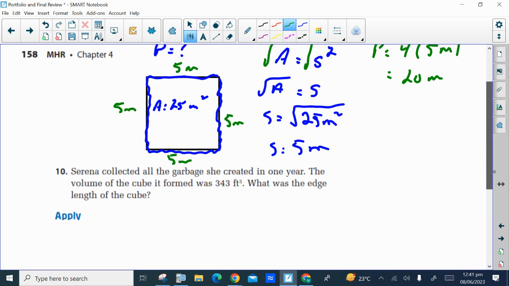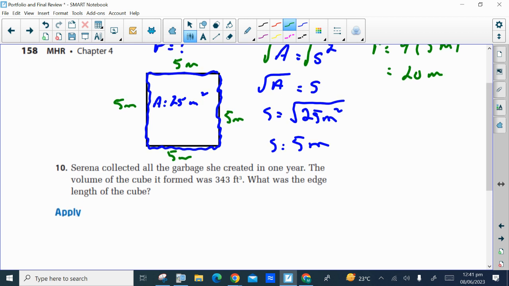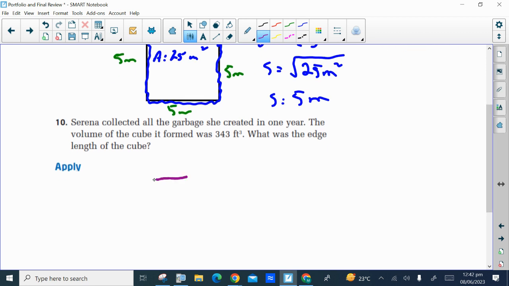Okay. Number 10, Serena collected all the garbage she created in 1 year. The volume of the cube it formed was 343 cubic feet. What was the edge length of the cube? So a cube is a box where all three dimensions, the length, the width, and the height, are all the same. So it might look something like this. It's three-dimensional. The length, the width, and the height are all the same.